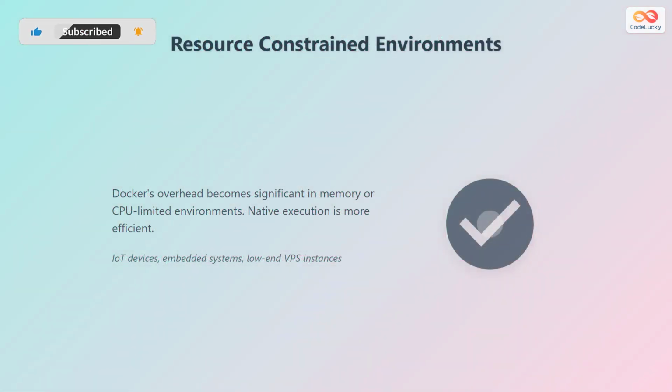Docker's overhead becomes significant in environments where memory or CPU resources are limited. In such cases, native execution, which is more efficient, should be used. Some examples are Internet of Things devices, embedded systems, and low-end virtual private server instances.